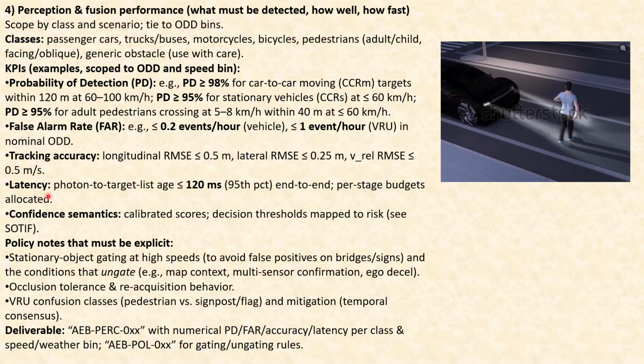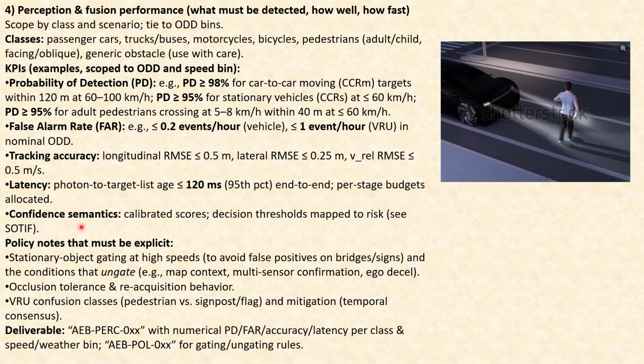All right, now coming to the latency, this is extremely important, and scientists and engineers are always working to decrease it as much as possible. The photon to target list age less than 120 milliseconds, 95 percentile end to end, per stage budgets allocated. So depending upon the allocation, the latency is decided.